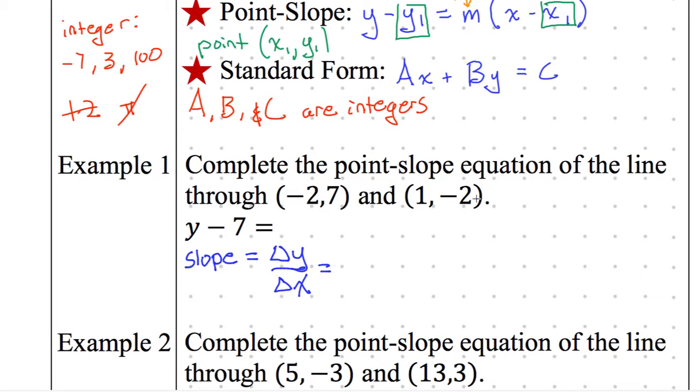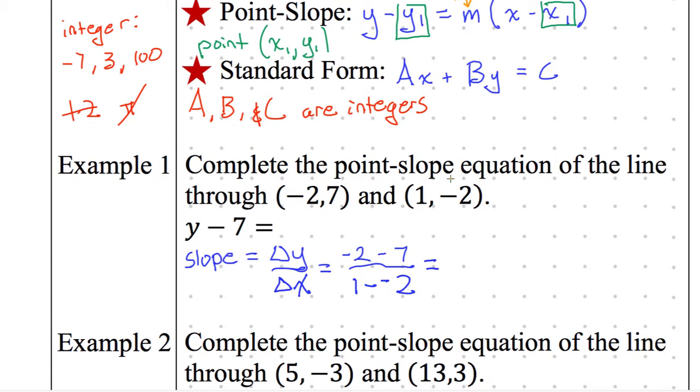All right, so I'm going to choose the second point minus the first point. So this -2, that's the y coordinate, and I'm going to subtract this 7. So -2 minus 7, and then the denominator is my change in x, my delta x, so it's 1 minus a negative 2. All right, let's calculate what that is.